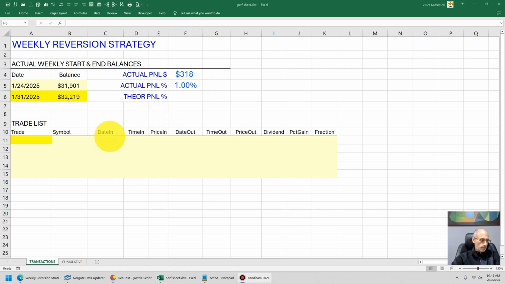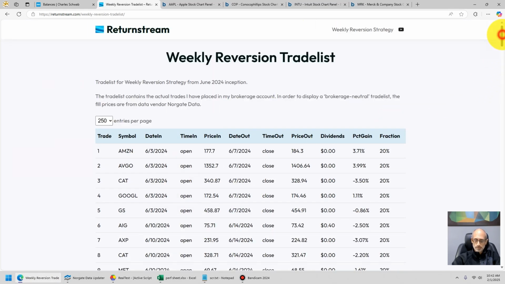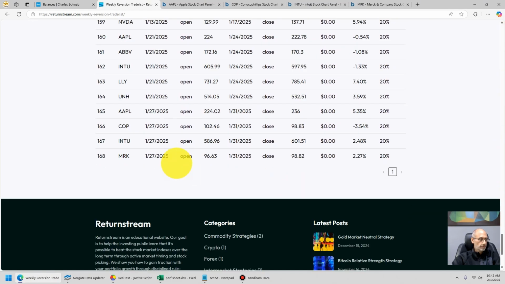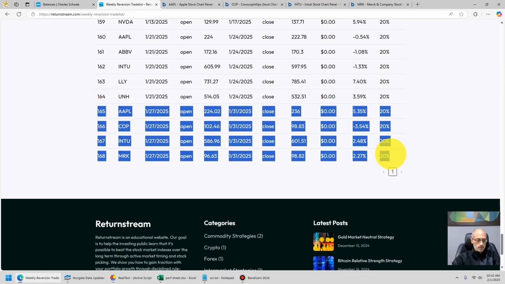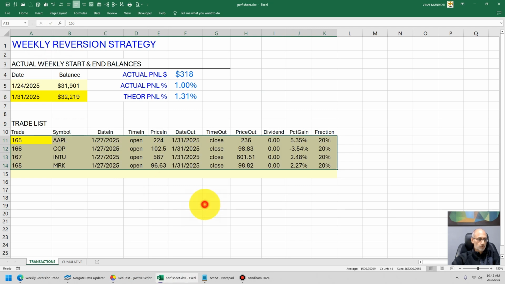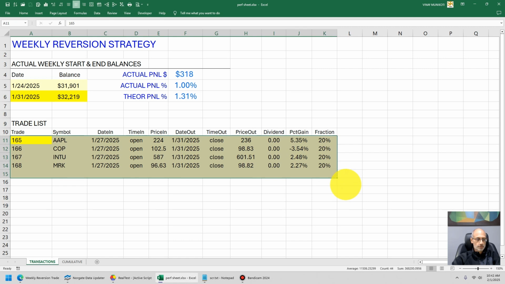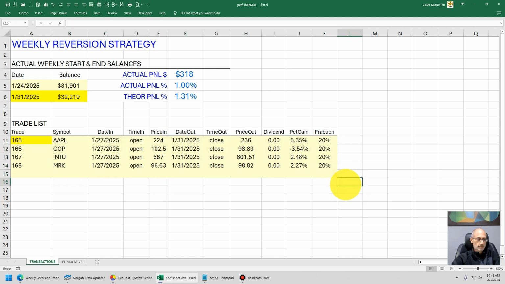Now let's input the theoretical trades that were done last week. Go to the website here and we'll grab the trades here. And as we can see, last week we only had 4 trades, not the usual 5. The strategy on occasion may not find up to 5 stocks to trade based on its mean reversion definition. So these were the 4 stocks that were done.